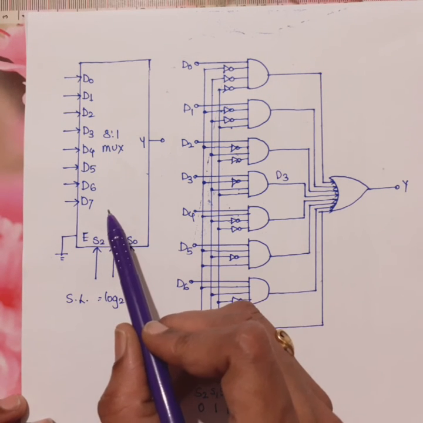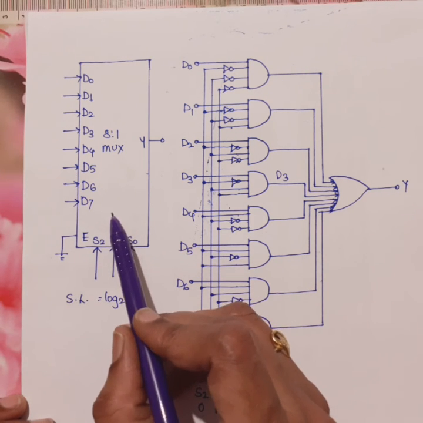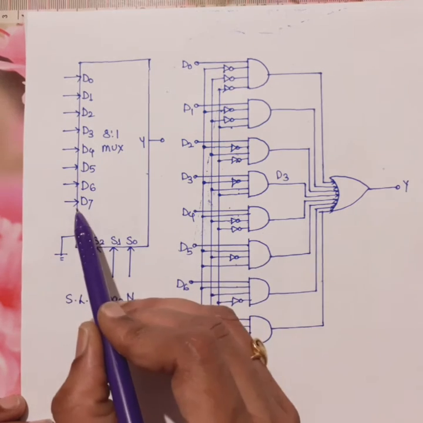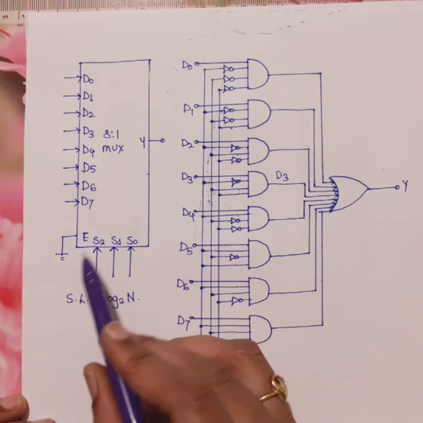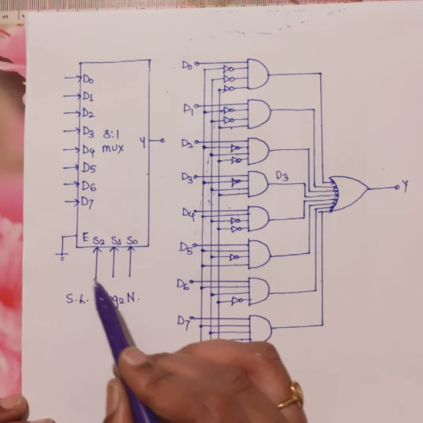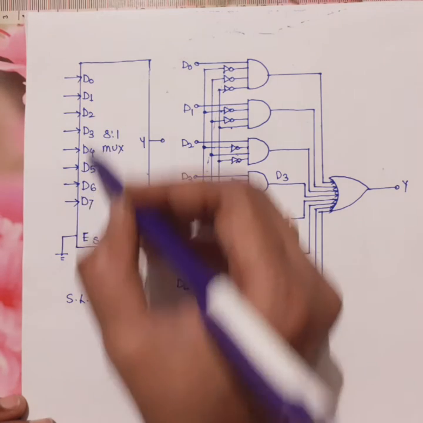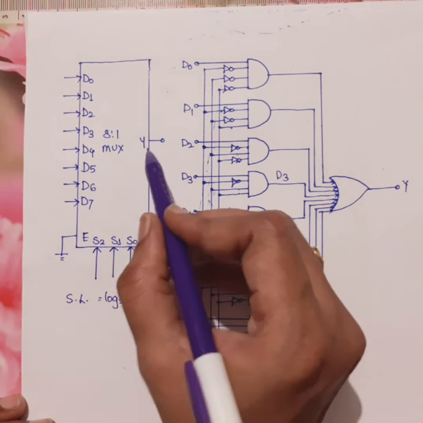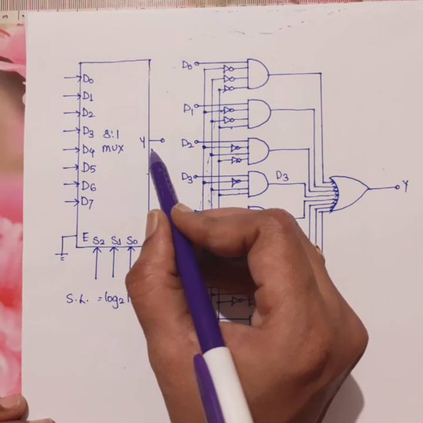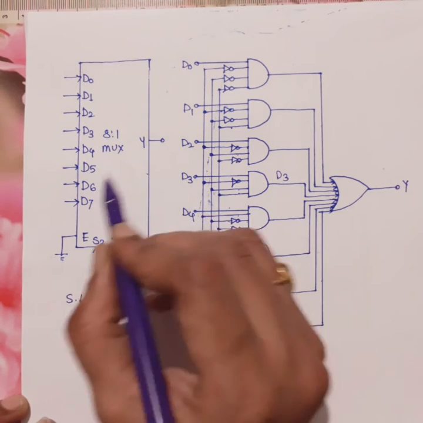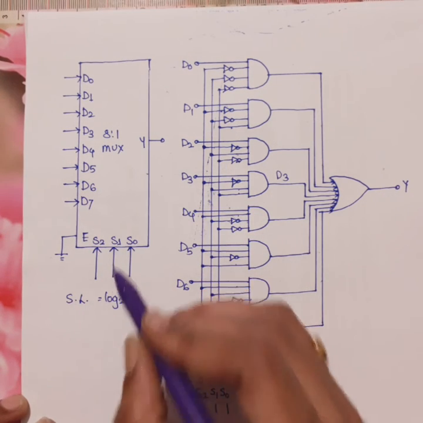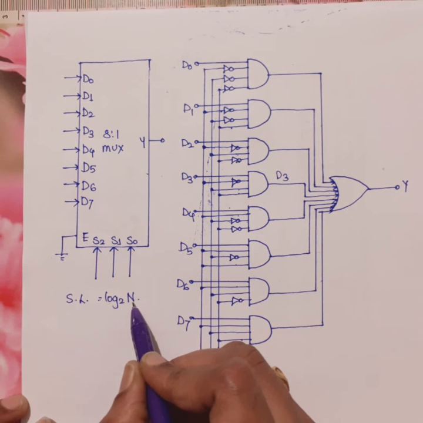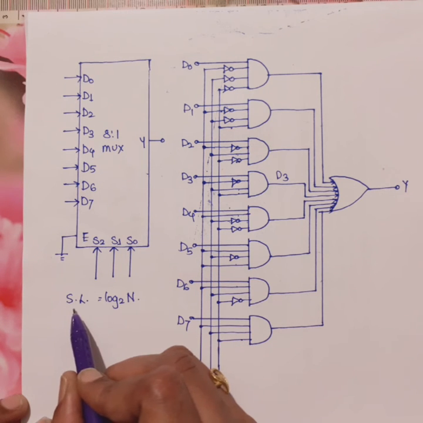This is the symbolic representation of an 8 to 1 multiplexer, which has a total of 8 input lines and 1 output line. Depending upon the input it receives on the selection lines, one of the 8 inputs is going to be selected and will be forwarded on the output line. The relationship between input lines and selection lines can be written as, for n number of input lines, log n base 2 number of selection lines exist.